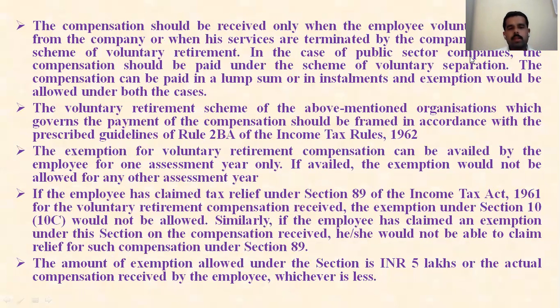So you observe carefully, these are the few conditions under this section, and if the employee has claimed tax relief under section 89 of the Income Tax Act 1961, 10C would not be allowed. The amount of exemption allowed under this section is Indian rupees 5 lakhs, or the actual compensation received by the employee, whichever is less. The maximum amount is 5 lakhs. Suppose they received 4 lakhs 50,000, it should be exempted.